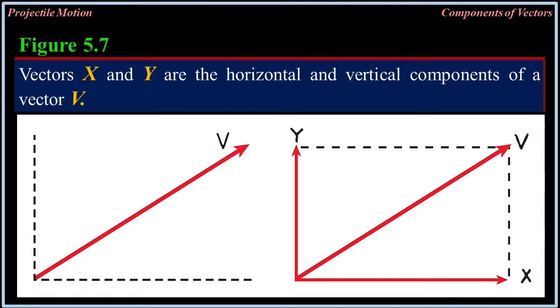All right, here is vector v, and vectors x and y are components of vector v. Vector v is actually the resultant. If I was given x and y, I would find the resultant v, but now I'm just simply going to work backwards and find the components for vector v.